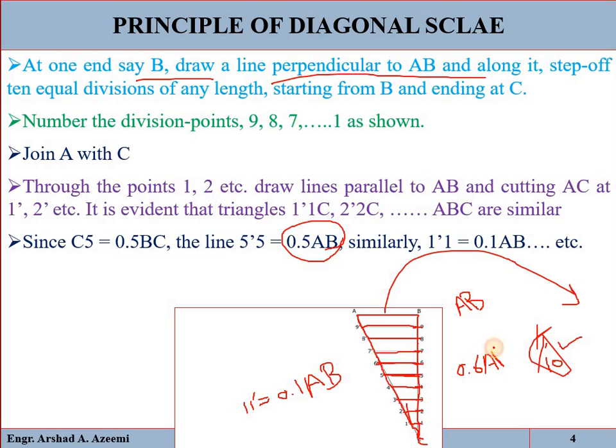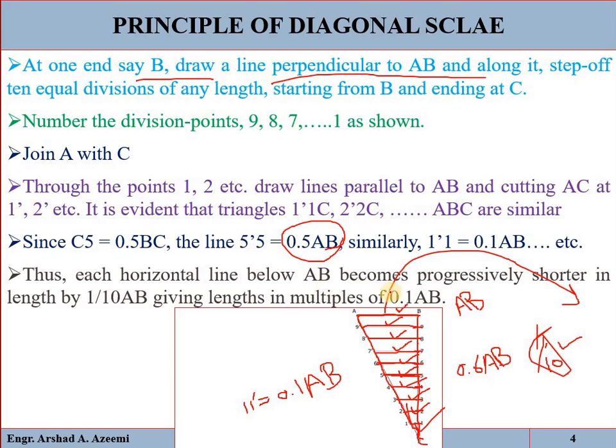So you can see that we have found the 1/10 multiples of this AB line. This is 0.1 AB, 0.2 AB, 0.3 AB, 0.4 AB, 0.5 AB, 0.6 AB, 0.7 AB, 0.8 AB, 0.9 AB and AB. So these are the 1/10th multiples of AB. This is called the principle of diagonal scale.